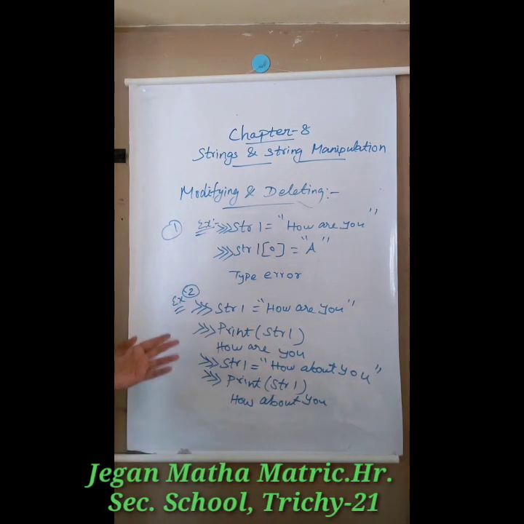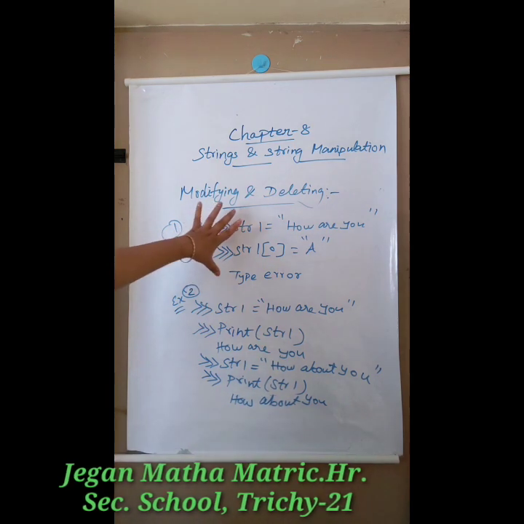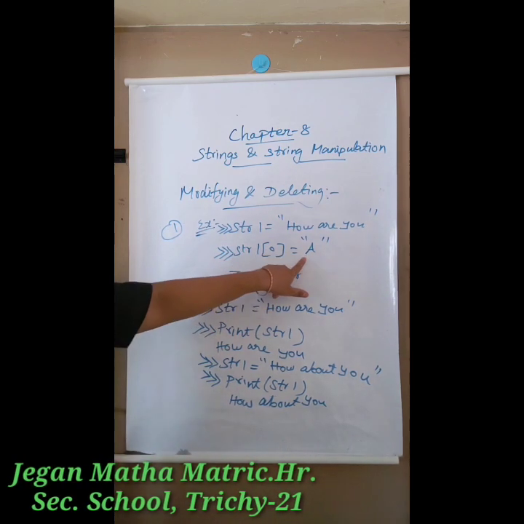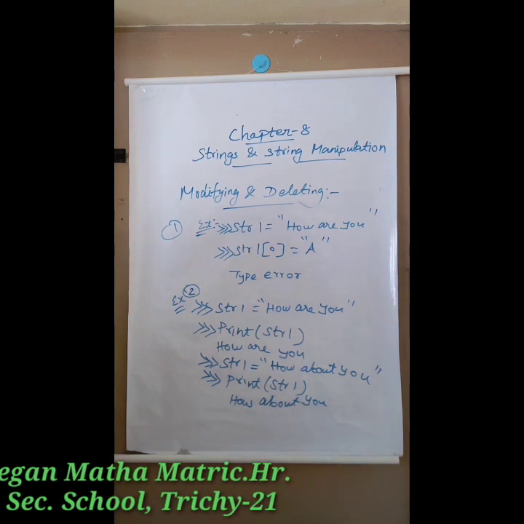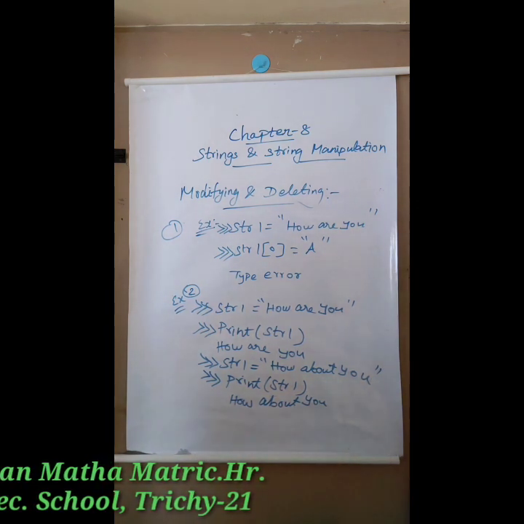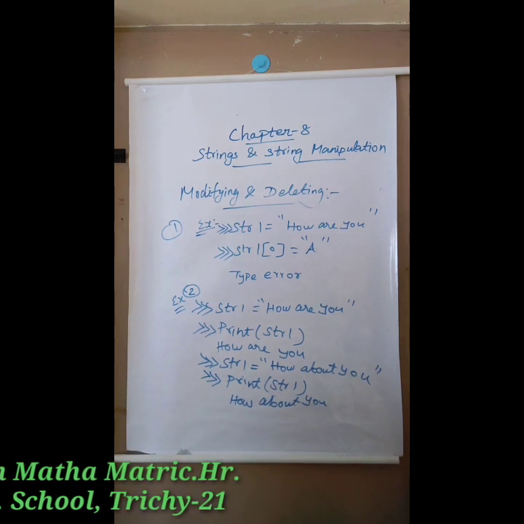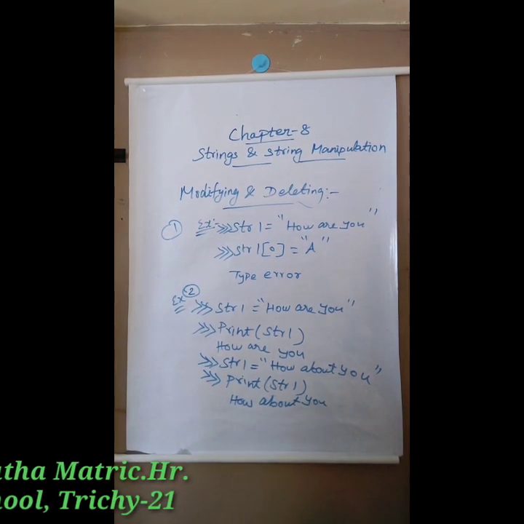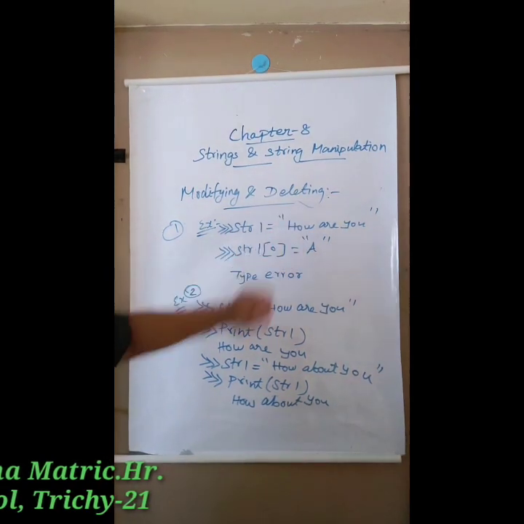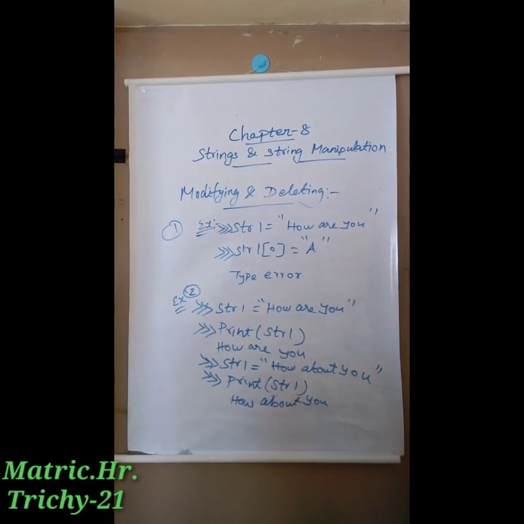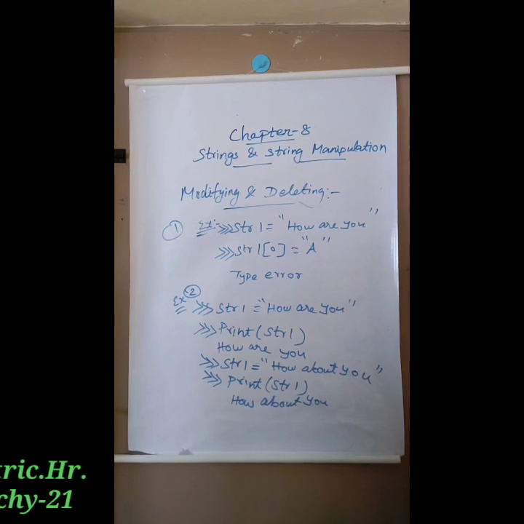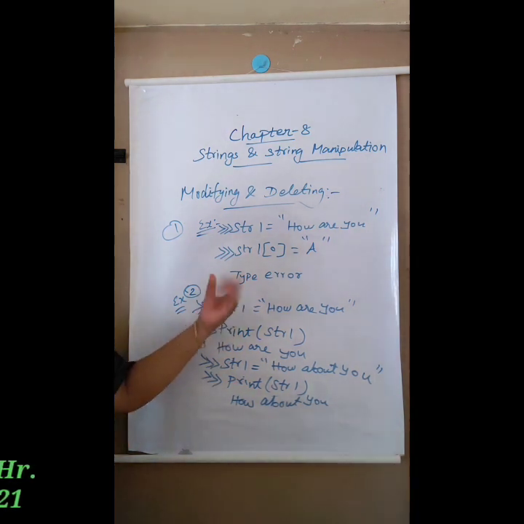Here we have two examples. Let us see the first example. Here they use string1 = "how are you", and they try to change the character at index 0 to 'a'. When we run this program, it produces a TypeError: 'str' object does not support item assignment. In the above example, the string variable string1 has been assigned the string "how are you". In the next statement, we try to update the first character to 'a', but Python will not allow the update and it shows the TypeError.